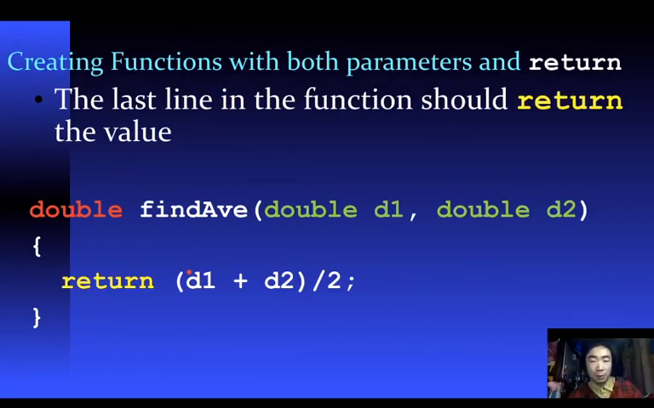And so, in order to find the average, you add them up, d1 plus d2, divided by 2. If this return keyword wasn't there, this thing would be calculated, but find average wouldn't report that back. It doesn't return anything, so you can't store it anywhere, you can't use it anywhere. That's why you need this return keyword.